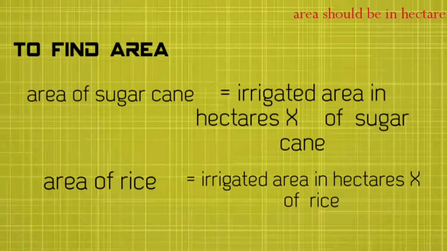So you are supposed to find the area of sugarcane and the area of rice. To find the area, you are supposed to multiply your sugarcane and rice irrigated crop percentages with the irrigated area, in hectares. So the area of sugarcane and rice should be in hectares.